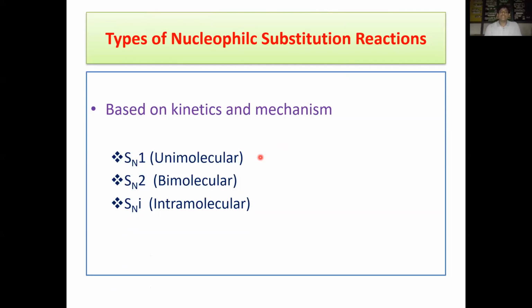If you take the SN1 reaction, at the rate determining step there is participation of only one molecule. That's why the molecularity of the reaction is 1, so it is named unimolecular nucleophilic substitution reaction. In the case of SN2, there is participation of two reactant molecules at the rate determining step. That's why it is called bimolecular nucleophilic substitution reaction. Another type is intramolecular, where there is an attack of a nucleophile from within the molecule. That's why it is called SNi.